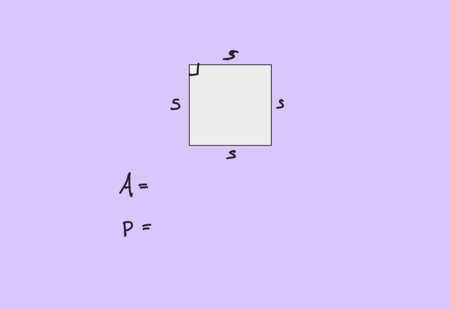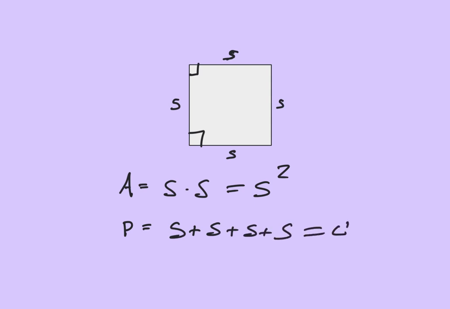There we go. Now we have a square. All sides are the same length in a square. So the area of a square is side times side, or in this case, side squared. A number times itself is squared, so S squared. Perimeter is the distance around, so S plus S plus S plus S, which is also 4S, 4 times the side length.